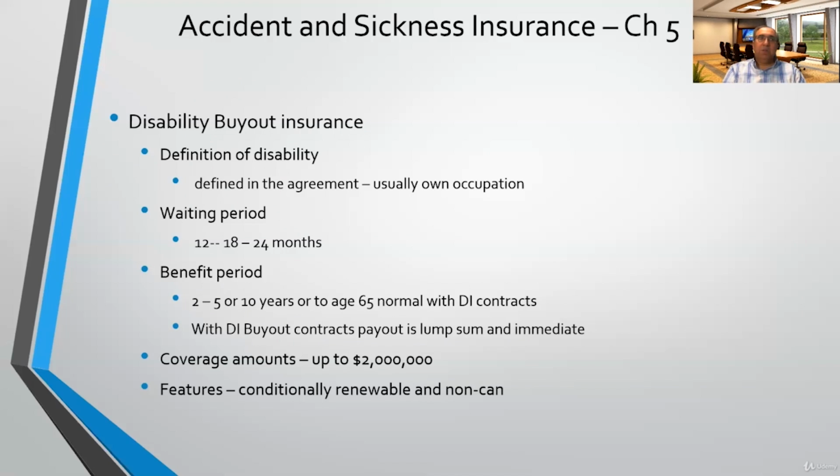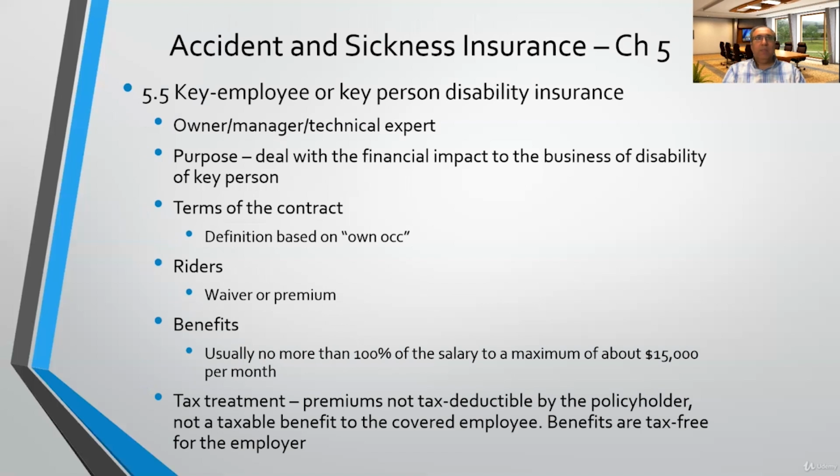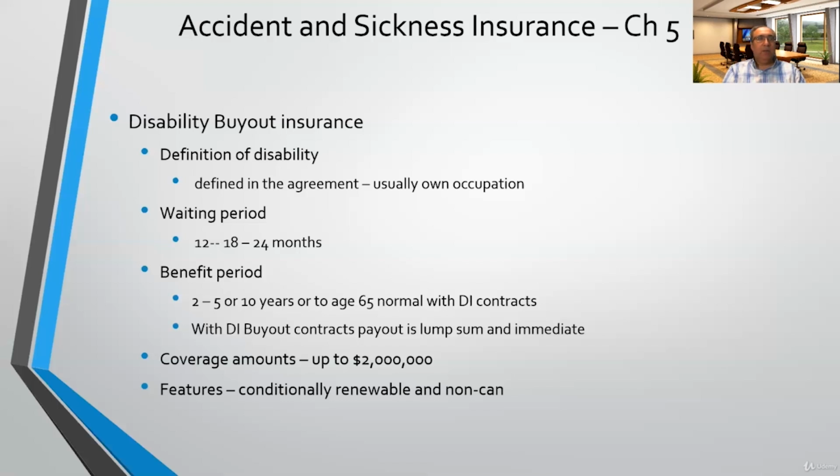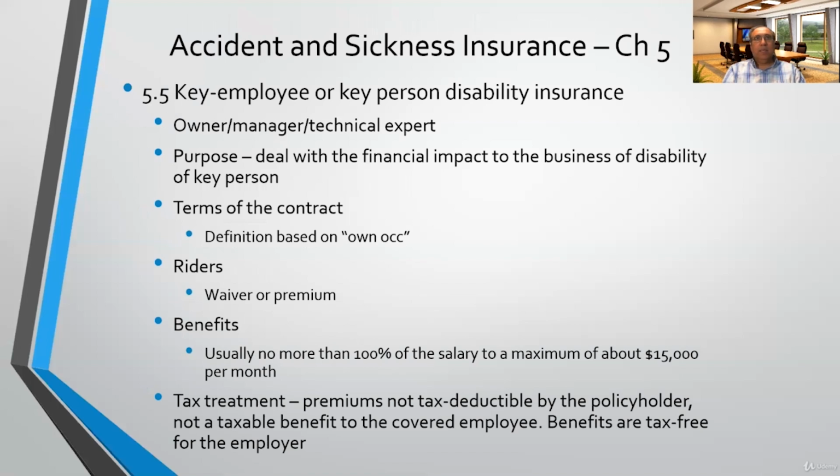The coverage amount could be 50,000, 100,000, up to $2 million usually. And the features are, it is usually conditional, renewable, and non-cancelable. So that was the detail about the disability buyout insurance. Hopefully that is clear. Next we talk about the key employee or the key person insurance. This is done in the case where there's an owner, there's a manager, there's a technical expert, and that person may be critical for the business.